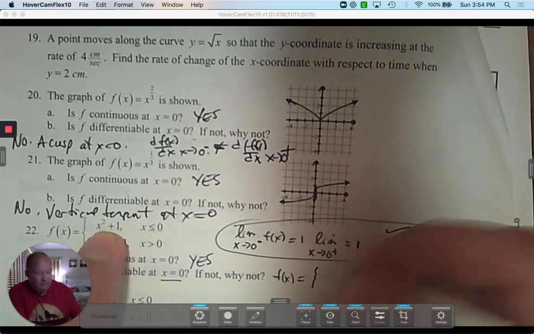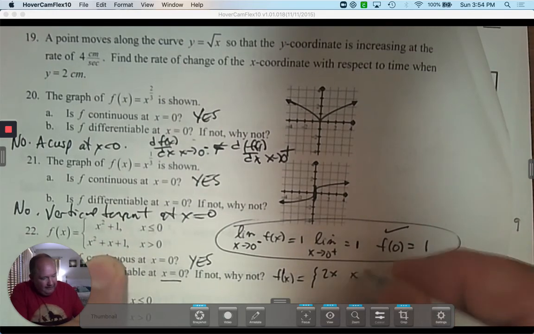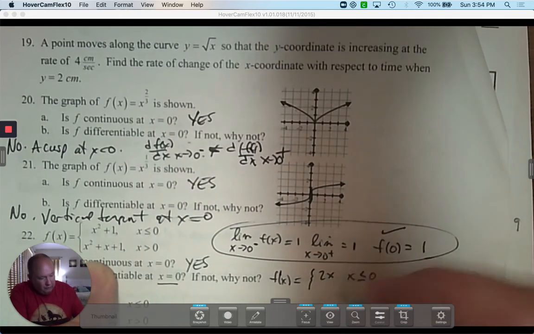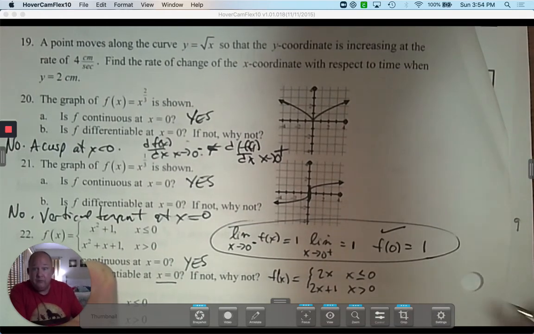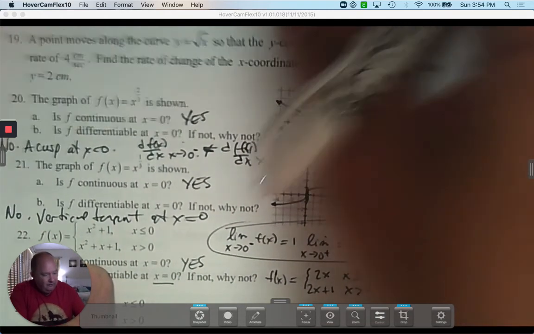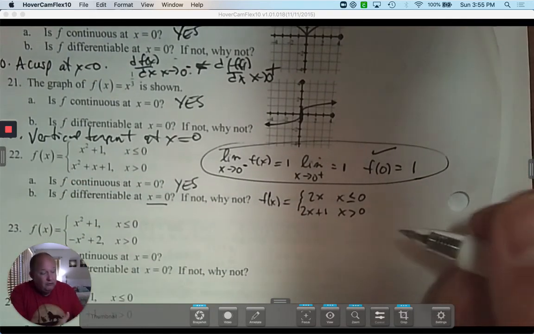So the derivative of the top is 2x. There's the prime. That's when x is less than or equal to 0. The derivative on the bottom is 2x plus 1. That's when x is greater than 0. So we have a derivative of the top piece, the derivative of the bottom piece. Now plug in. And what do you notice when you plug in?